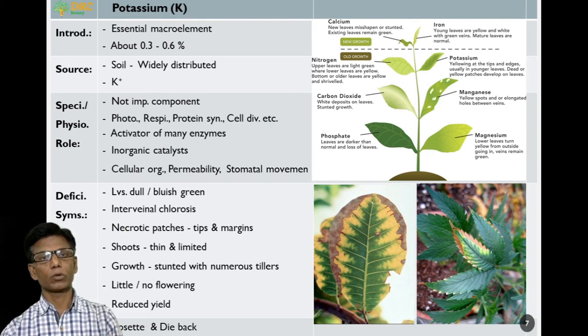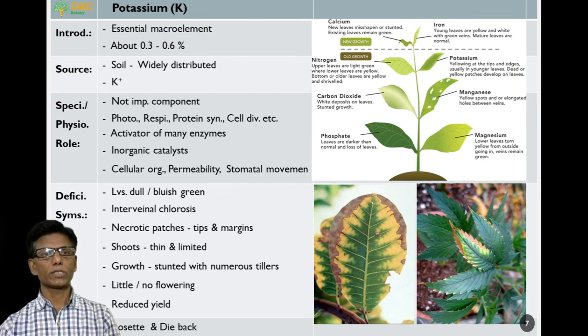Then interveinal chlorosis takes place, means the green tissue which is present in between the two veins becomes yellowish. Then necrotic patches are also found at the tips and along the margins of the leaves. Then the shoots become thin and limited in growth. Then the plant growth becomes stunted with the formation of numerous tillers. There may be little or no flowering, resulting in reduction in the yield.